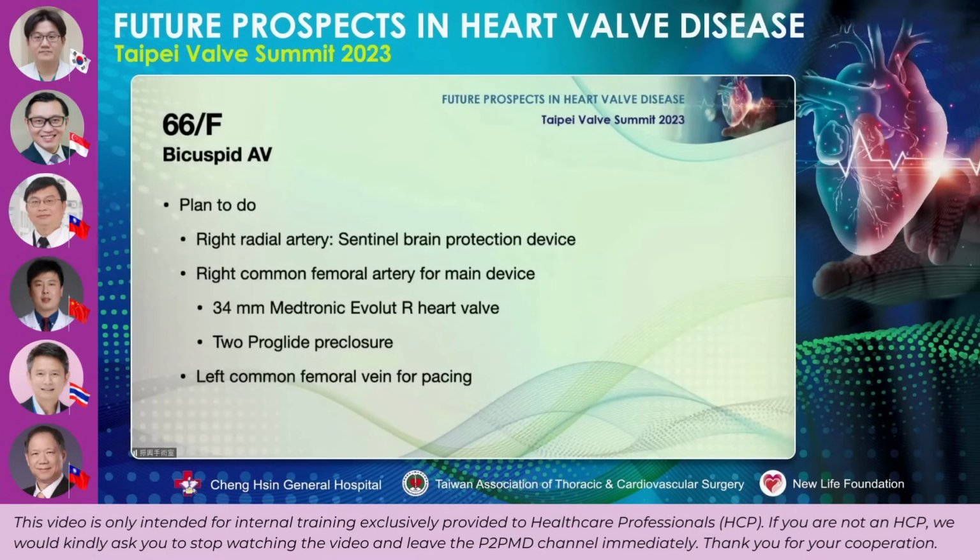So our plan is the right radial artery for the Sentinel brain protection device, the right common femoral artery for the main device, with a 34 millimeter Medtronic Evolut valve. And the ProGlide will be used, and the left common femoral vein for the patient.